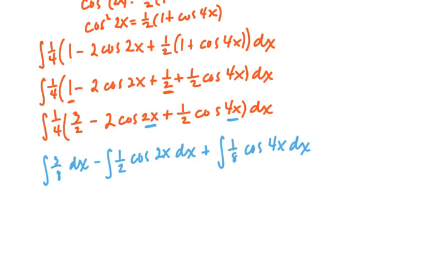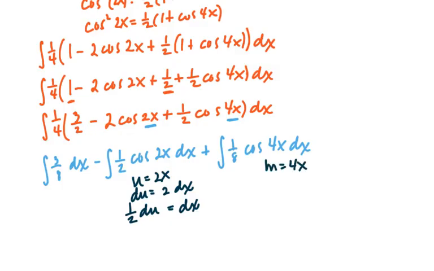Now, I don't like to use u sub twice. I don't like to use u's because they look like they're the same u. So let's let u equal 2x here. So du is 2 dx, so dx is 1/2 du. And over here, let's let m equal 4x. m tends to be my second u sub letter. So dm equals 4 dx, so dx equals 1 over 4 dm.